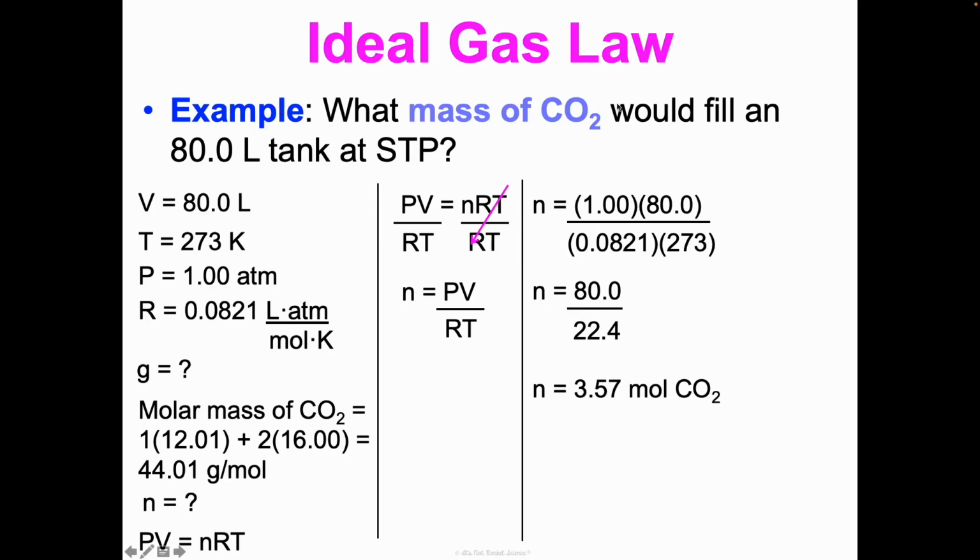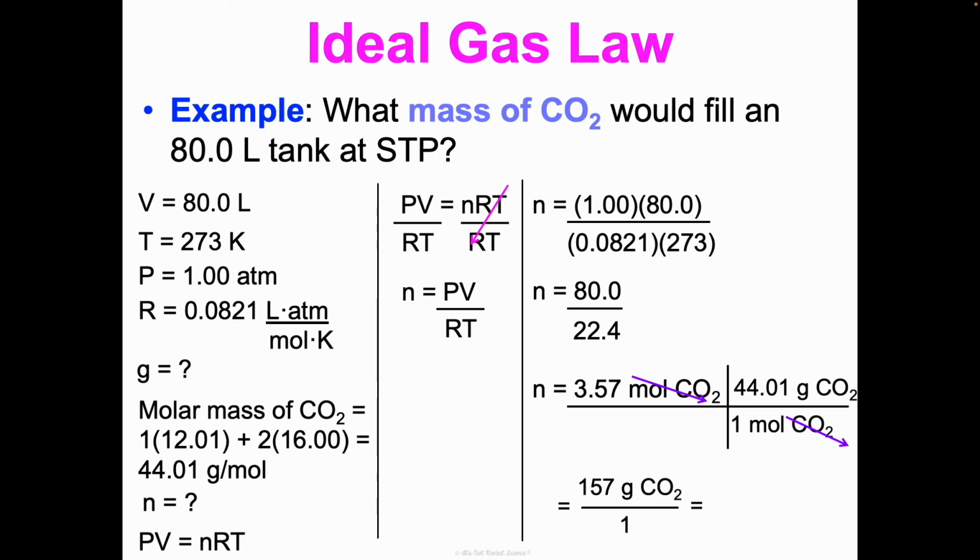But we're not done. This is what makes this problem different, a step further from the last example. Now we've got to get to mass, so we're going to do a conversion. We know for every 1 mole of carbon dioxide, there's 44.01 grams of carbon dioxide. That will get the moles to cancel out. So now I can multiply across the top and the bottom, divide, and I get 157 grams of carbon dioxide.